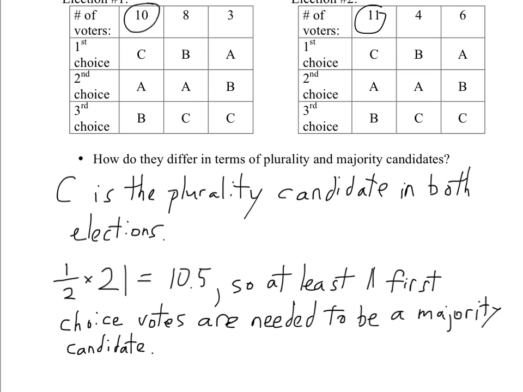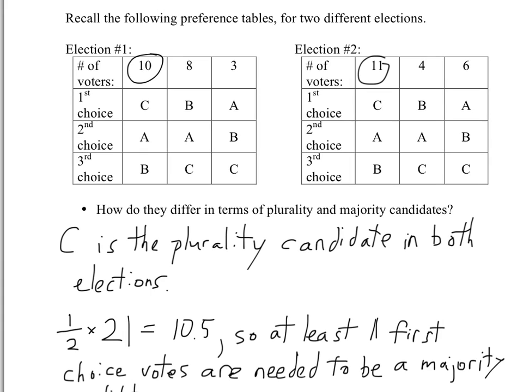In election number 1, we simply do not. In election number 1, there is no candidate with 11 first-choice votes or more, but in election number 2, C does indeed have 11 first-choice votes. Therefore, in election number 1, it simply happens that there is no majority candidate, and that is okay. In election number 2, C is the majority candidate.